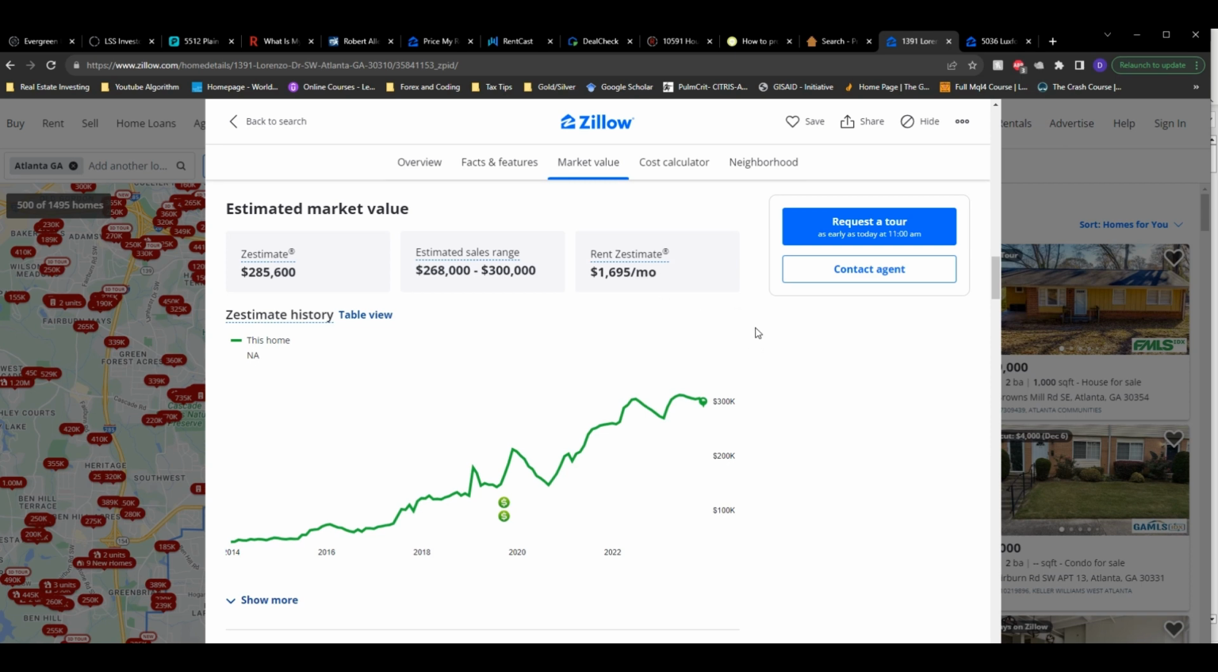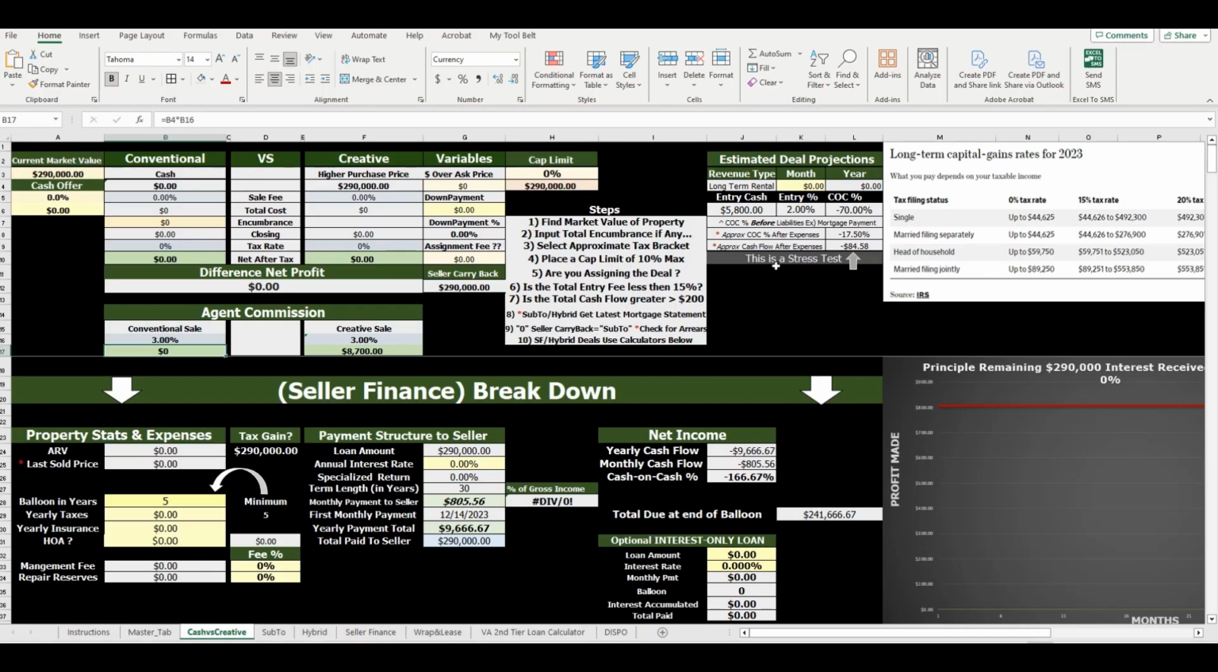But we are not going to do a full comp right now. We're going to first pre-underwrite the deal. And by pre-underwriting, I'm going to be a little pessimistic on the rent and say that it's going to be closer to $1,600. So let's put in $1,600 for the rental.